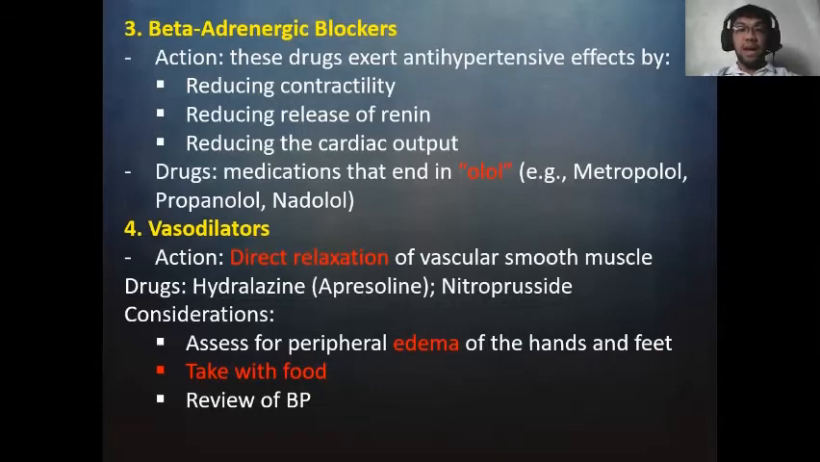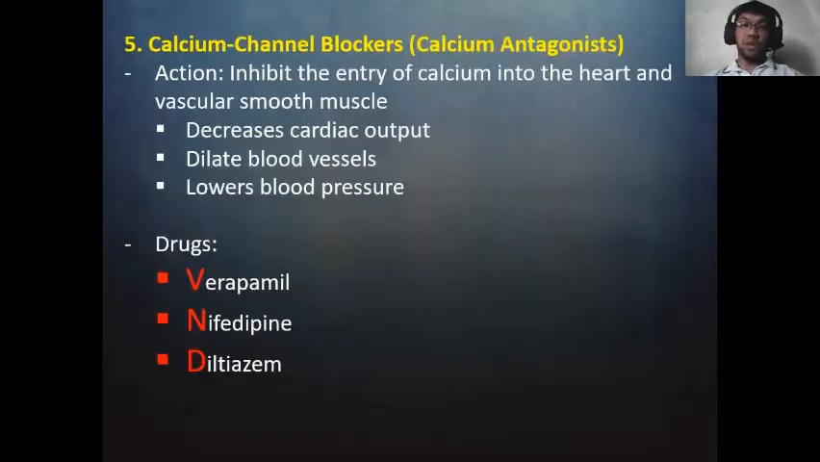Number four, we have vasodilators. So there is a direct relaxation of vascular smooth muscles. So its effect is on the smooth muscles of the blood vessels. Examples of these drugs are hydralazine, Apresoline, and nitroprusside. Take note, hydralazine is the drug of choice for patients who have pregnancy-induced hypertension. Consideration: assess for peripheral edema of the hands and feet, and take these drugs with food because they can irritate the gastric mucosa. And review the blood pressure every now and then before giving this medication. So before giving hydralazine, you need to check the patient's BP first.